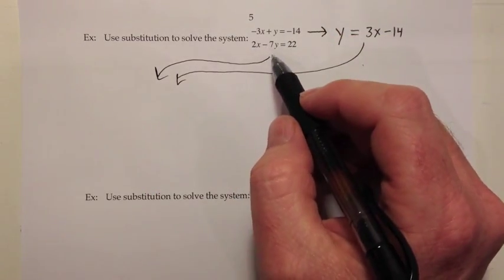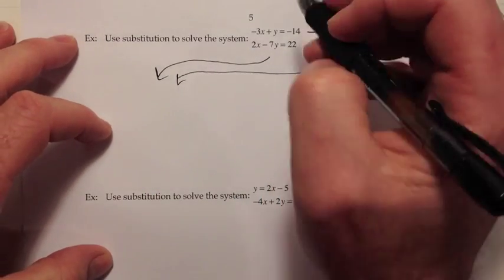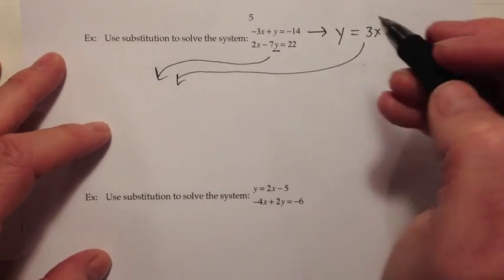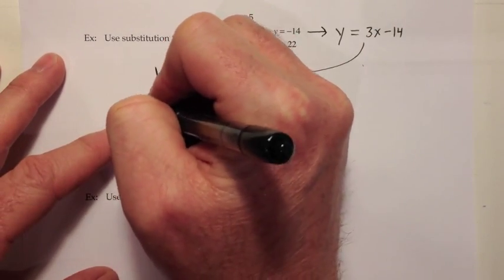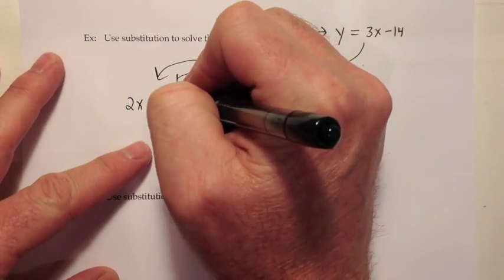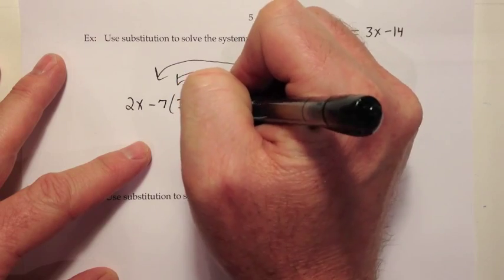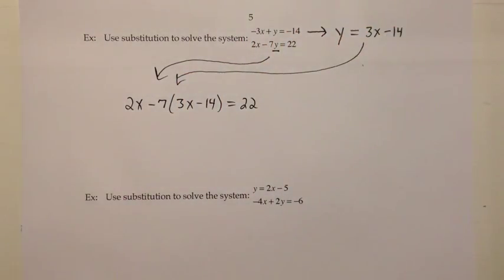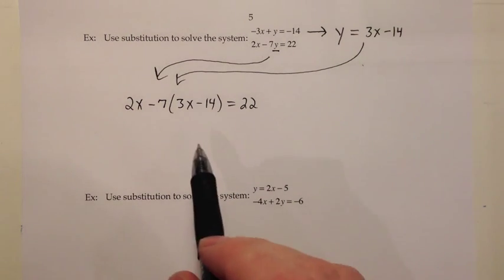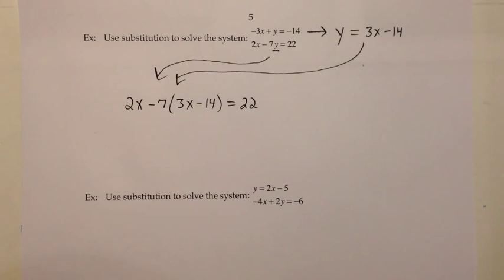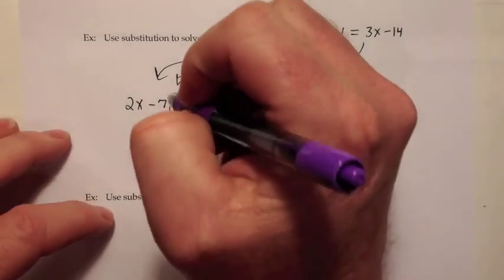So I'm going to write 2x minus 7y equals 22, but when I get to the y part right here, I'm going to substitute this 3x minus 14. So I would have 2x minus 7 times y, but instead of the y I would write 3x minus 14, and that would be equal to 22. And the good news about doing that step is now if you look at this equation, it only has one variable in it. So we could start doing the algebra to solve for that variable.